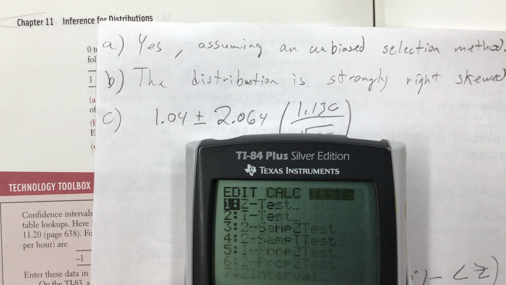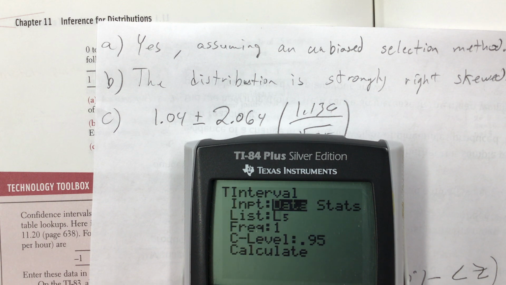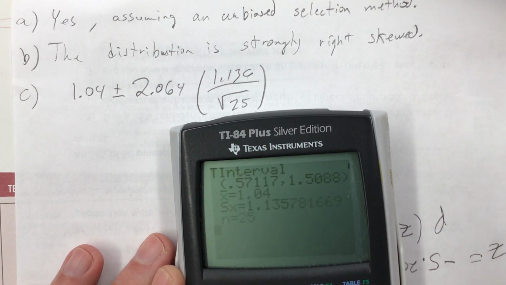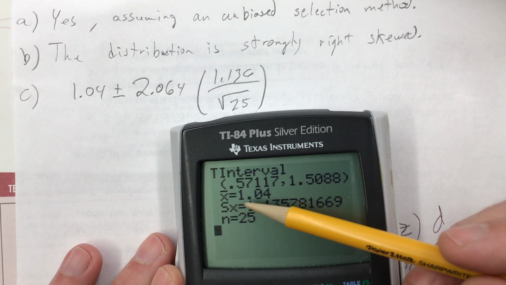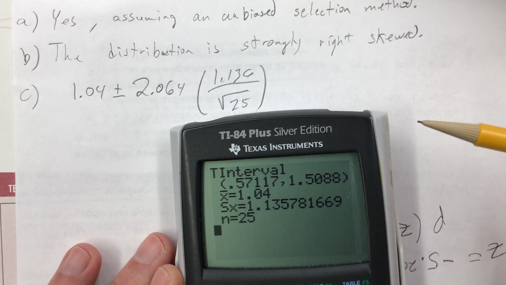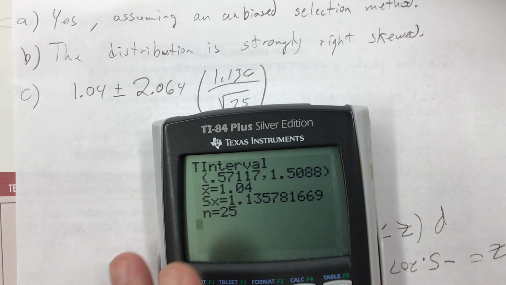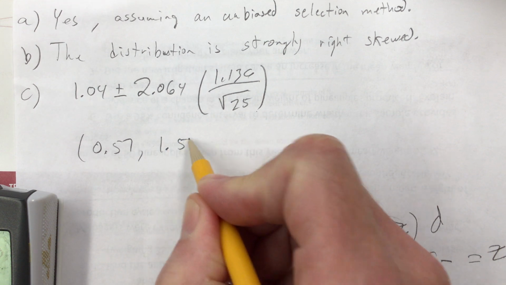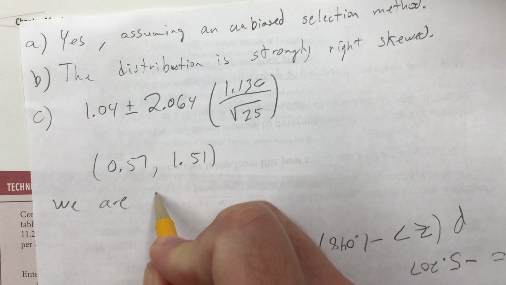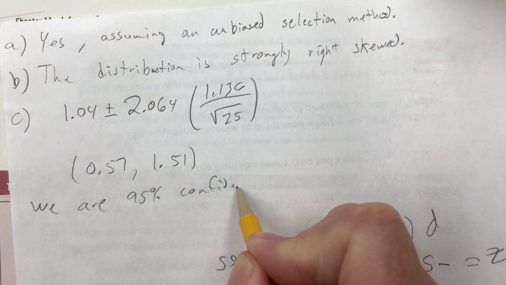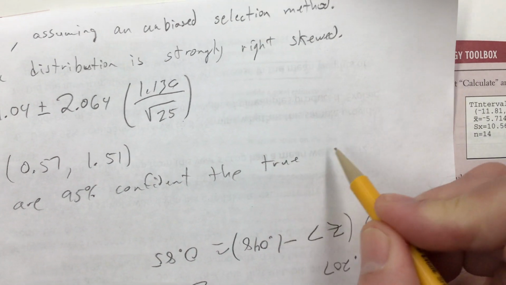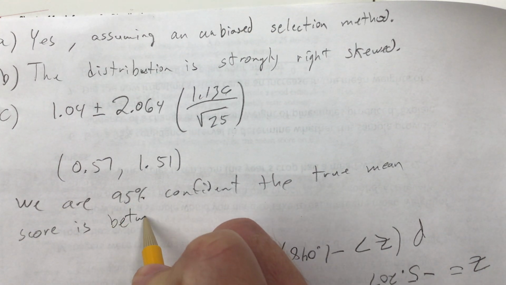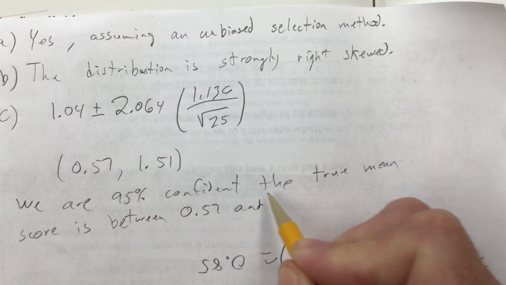To get an accurate result, go to test, choose a t interval. Data is in list 6, and we were doing 95%. And there's our interval. And again, I like to always check, make sure that I get the same X bar and S that I wrote down. So that means I got the right list, which I messed up earlier, sorry. So, all right, we are 95% confident the true mean score is between 0.57 and 1.51.